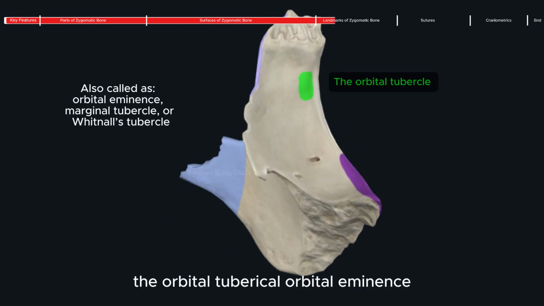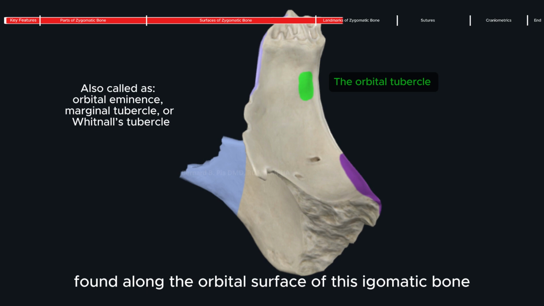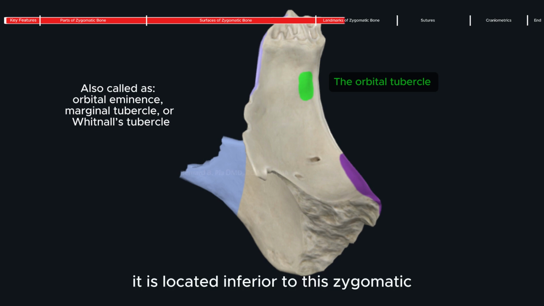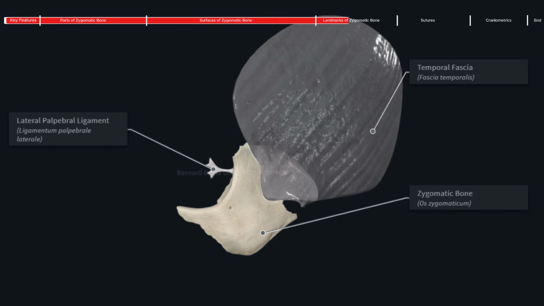2. The orbital tubercle, orbital eminence, marginal tubercle, or Whitnall's tubercle, is the small prominence found along the orbital surface of the zygomatic bone. It is located inferior to the zygomaticofrontal suture and provides an attachment site for the lateral palpebral ligament.